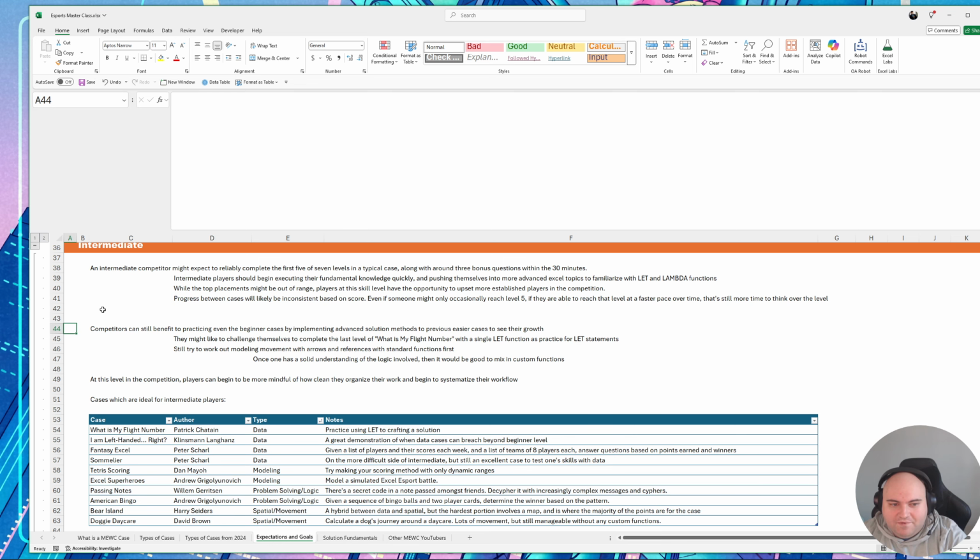Competitors can still benefit from practicing even the beginner cases by implementing your more advanced knowledge toolkits for the easier cases and seeing your growth. You might also want to challenge yourselves to complete What's My Flight Number with a single LET statement for that little practice that I mentioned earlier. However, still try to work out modeling movement with arrows and references with standard functions first. I think having that foundation, again just to stress, is best rather than working with pre-built lambdas.